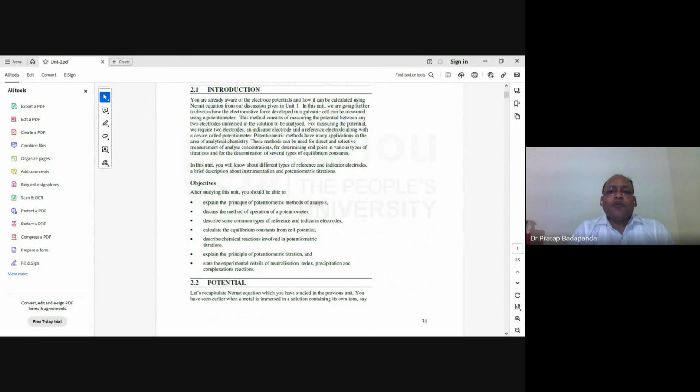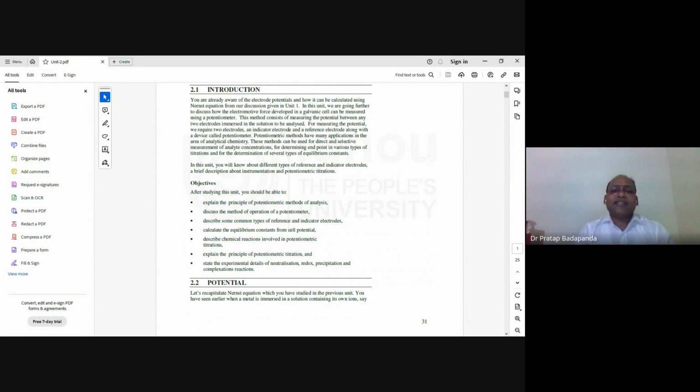If we come to the objectives of potentiometry 1, what are they? First, explain the principle of the potentiometric method of analysis, how the potentiometric method works. Second, discuss the method of operation of potentiometry, so how potentiometry works, what the setup, systems and all the things are.